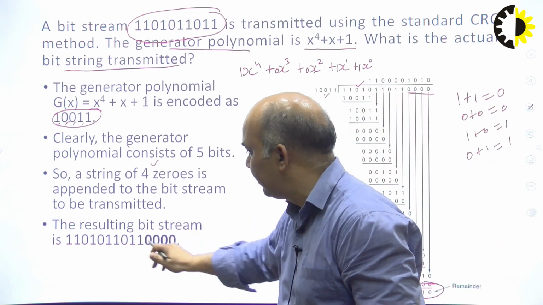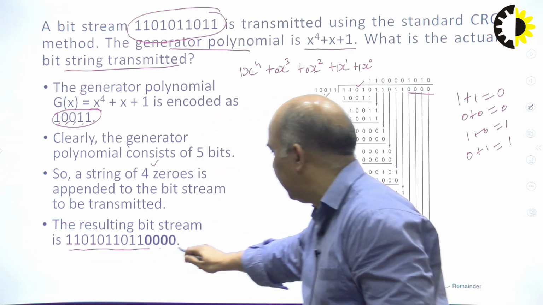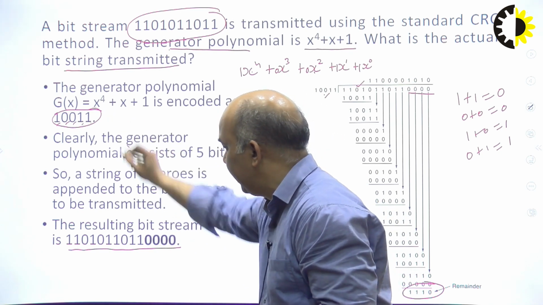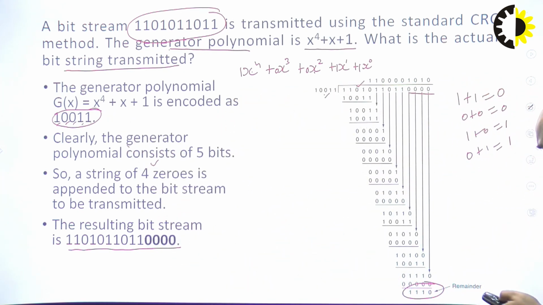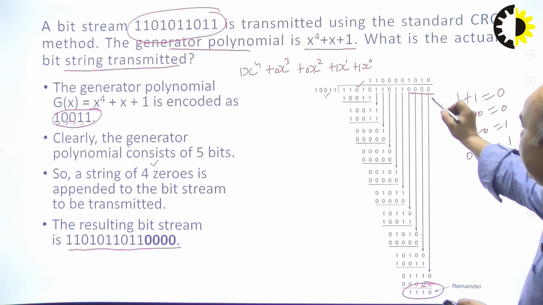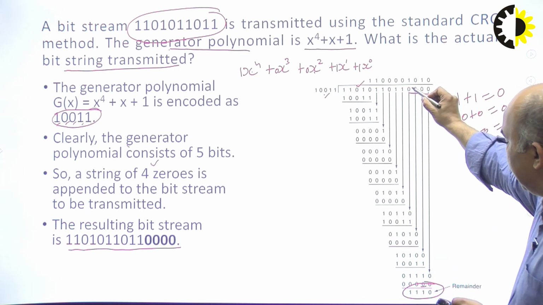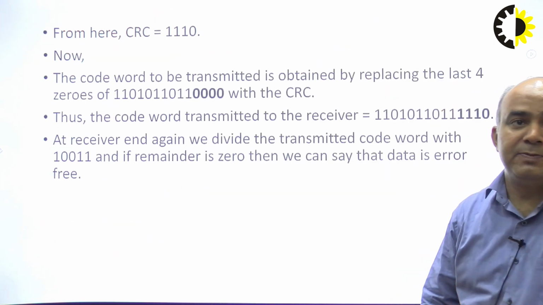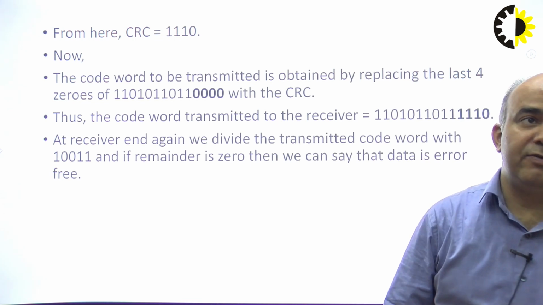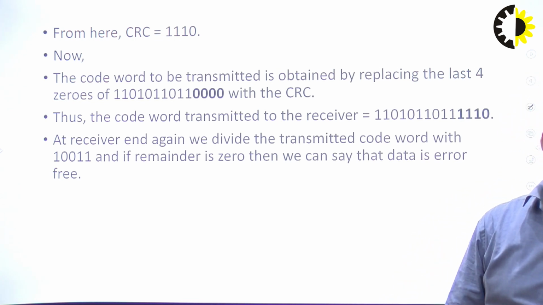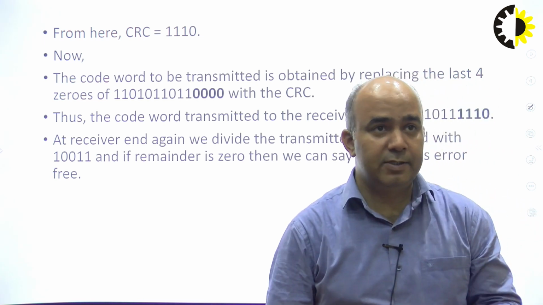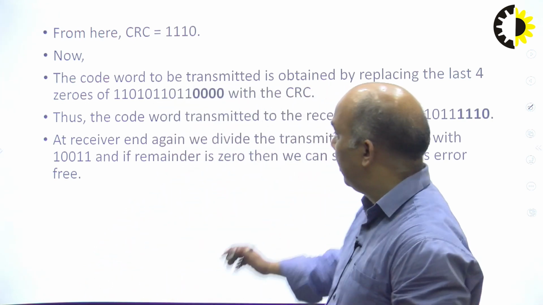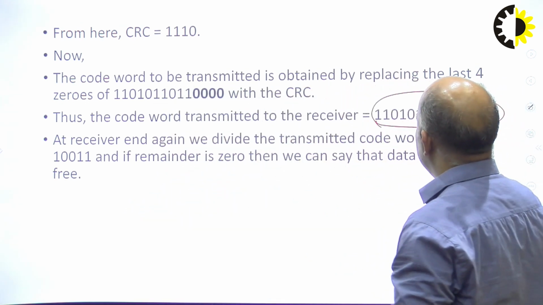So, the resulting bit stream is the one used for division. In the output, these 4 bits now replace the 4 zeros, and that will be transmitted. So, the CRC is obtained. The code word to transmit is obtained by replacing the last 4 zeros with the CRC. So, the code word that is transmitted will be this one.